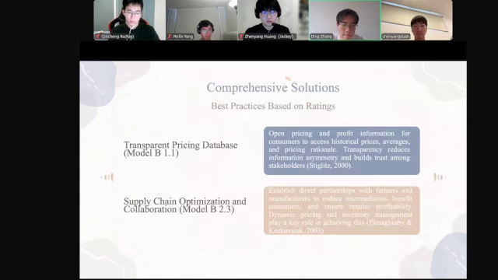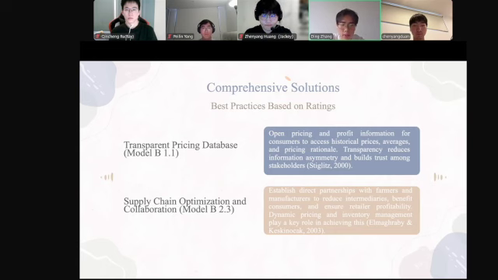Next, based on the rating of the above 12 possibilities, we finally came up with the following comprehensive solutions: transparent pricing databases, which is model B1.1, open pricing and profit information for consumers to assess historical prices, averages, and pricing rationale. Transparency reduces information asymmetry and builds trust among stakeholders. Supply chain optimization and collaboration, which is model B2.3. Establish direct partnerships with farmers and manufacturers to reduce intermediaries, benefit consumers, and ensure retailer profitability. Dynamic pricing and inventory management play a key role in achieving these.